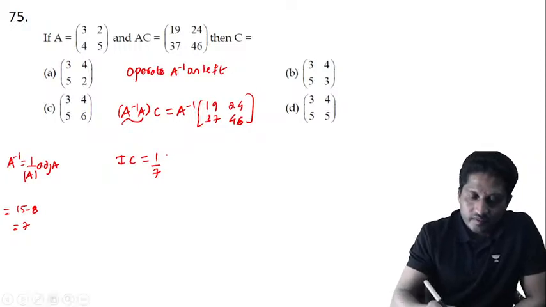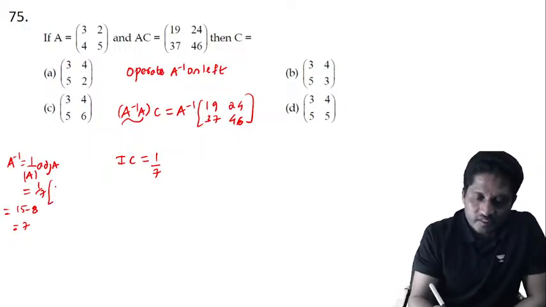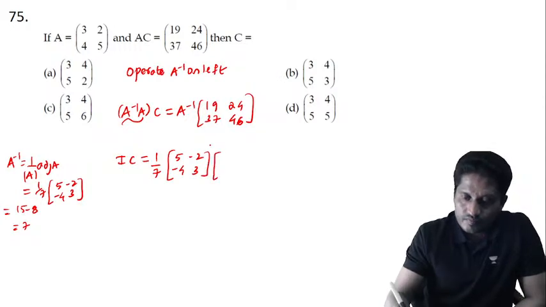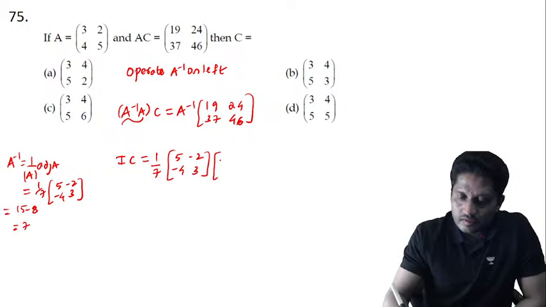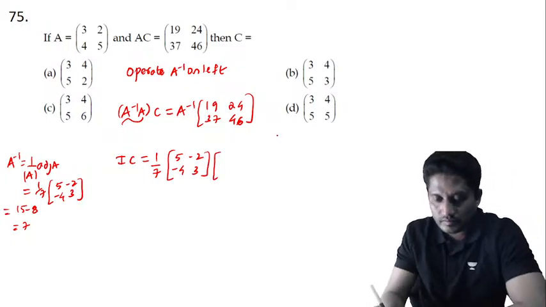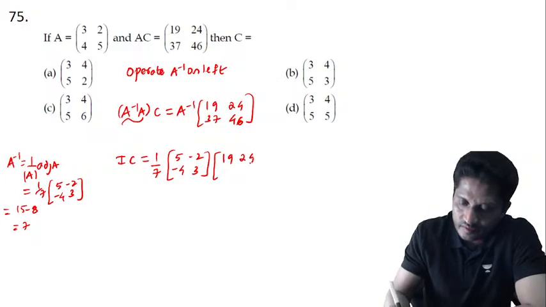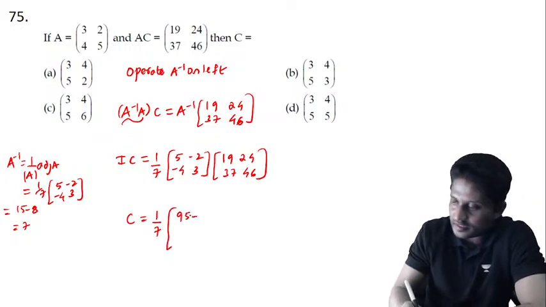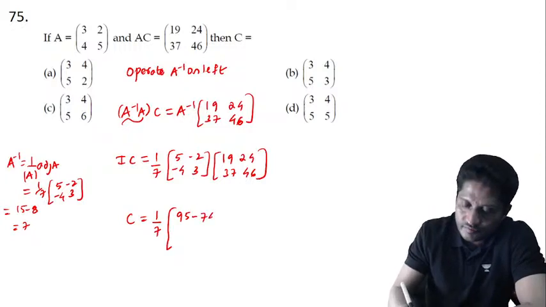So 1 by 7. Adjoint is: interchange the diagonal elements and change the sign of the other elements. So this is 5, minus 2, minus 4 and 3. And then this is 19, 24, 37, 46. I into C is equal to C, 1 by 7. Now you multiply first row, first column: you get 95 minus 74. First row, second column: you will get 120 minus 96.